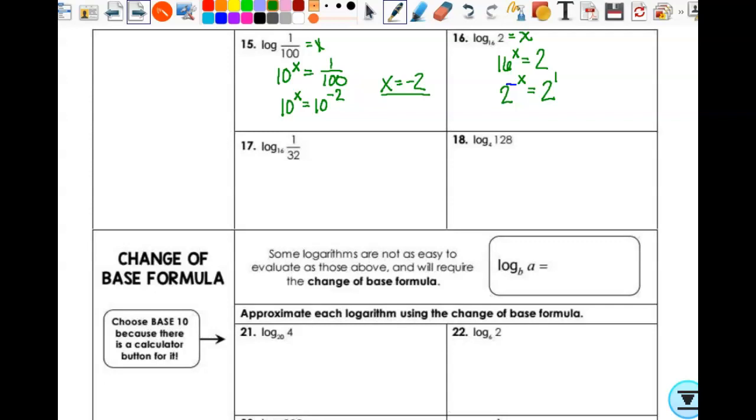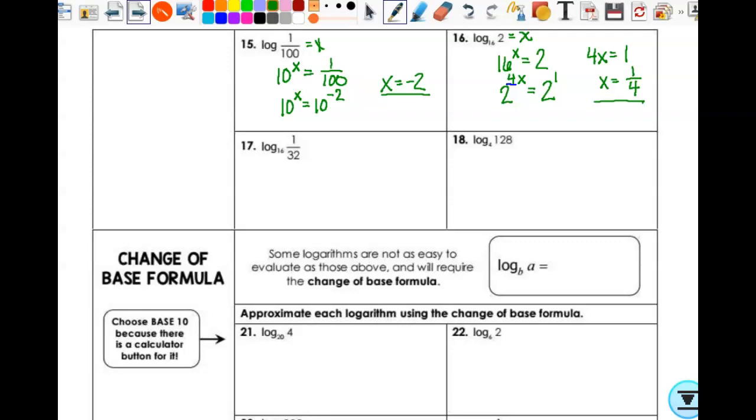2, 4, 8, 16. It's 2 to the 4th. So 2 to the 4x equals 2 to the 1st. Right? So we get common bases. So now we can say that 4x equals 1. So x equals 1/4. 1/4 is the same as the 4th root. The 4th root of 16 is 2. That's my answer. Okay? Questions?